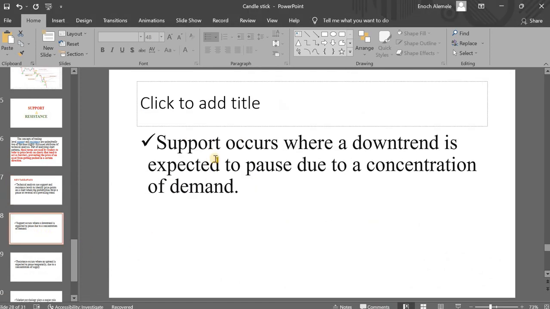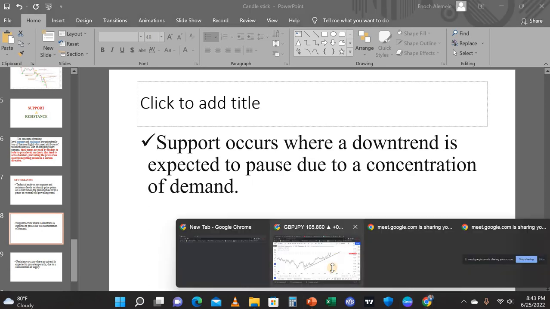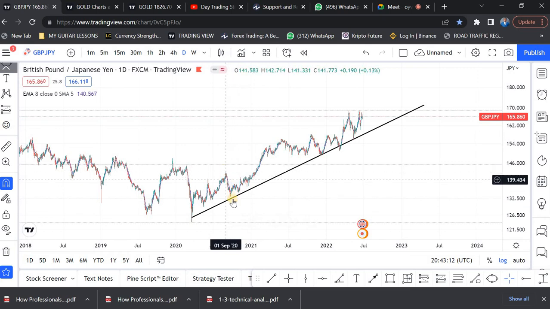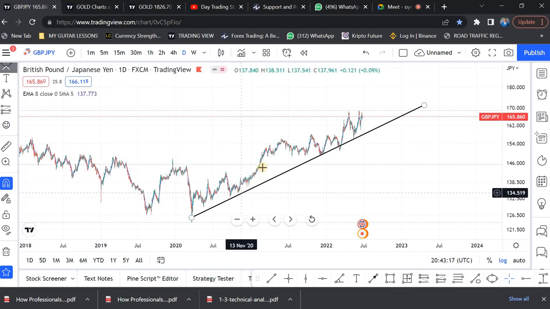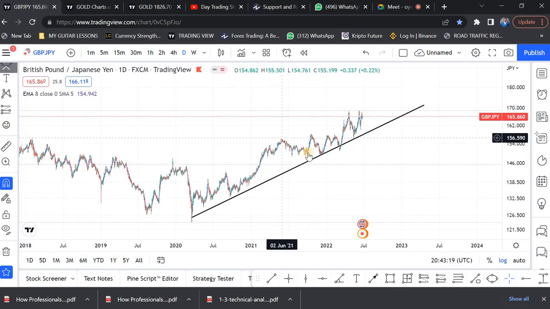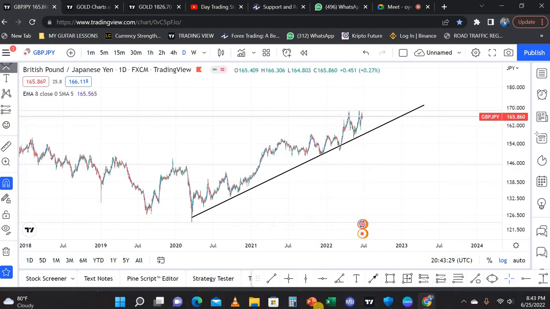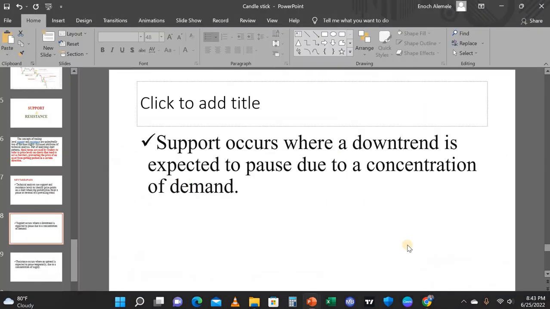We have support. It says support occurs where a downtrend is expected to pause due to concentration of demand. So price paused due to concentration of demand. Now price went up and came here. There were buyers at this point, so buyers will buy and then move the price up. Then it comes back to this line again. This is where demand is, because there are buyers here. Buyers will buy and move the price up in that order. Okay, that is one of the key takeaways as well.